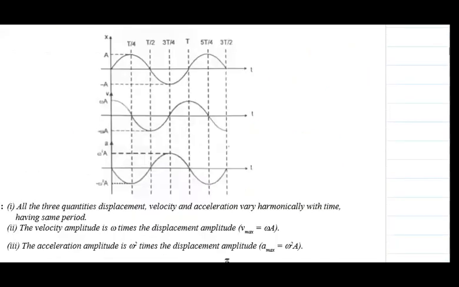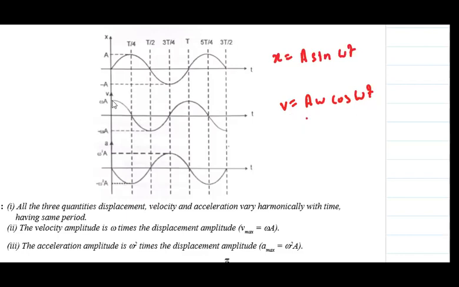So let's see the graph. Now let's see the graph. So if you see the graph, this is the graph of x. I'll write down the equation also. x is equal to a sine omega t. That is the equation. Yes or no? Makes sense? Now, when you talk about v, v is equal to a omega cos omega t, or you can just write cos omega t.